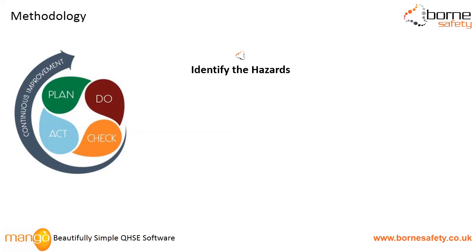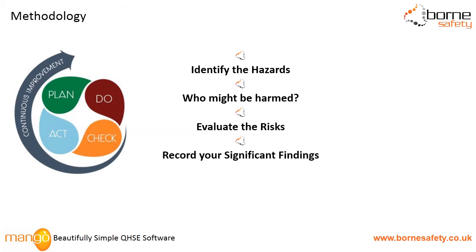So first off, we're going to identify hazards. That's anything that can cause harm. We're going to look at who might be harmed. So it's all very well knowing what can hurt people, but we need to know who is likely to be hurt so that we know who we're protecting and how we might need to protect them. We then need to actually evaluate the risks so that we can decide on control measures. We need to record our findings so that we actually have a documented record.